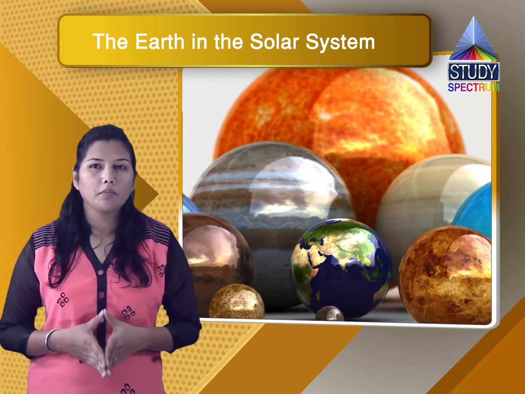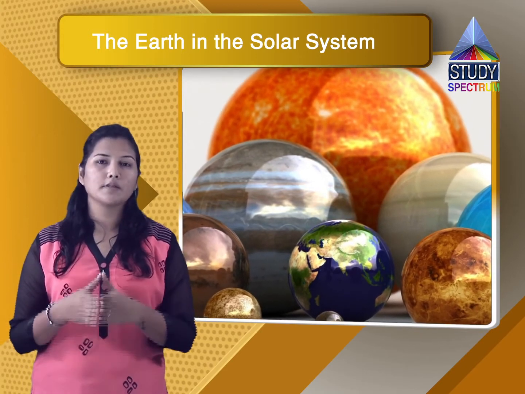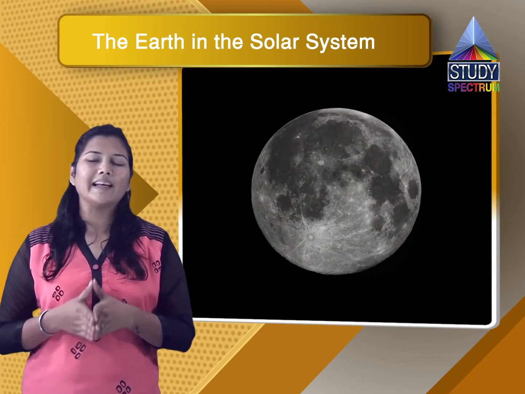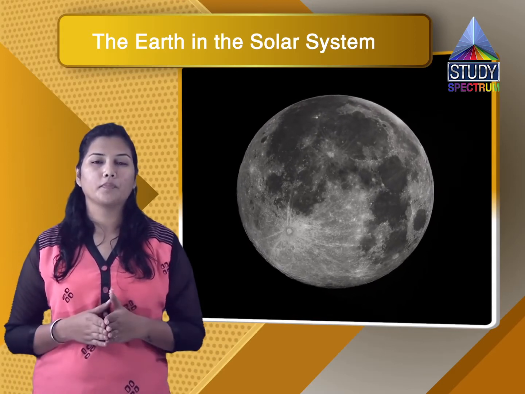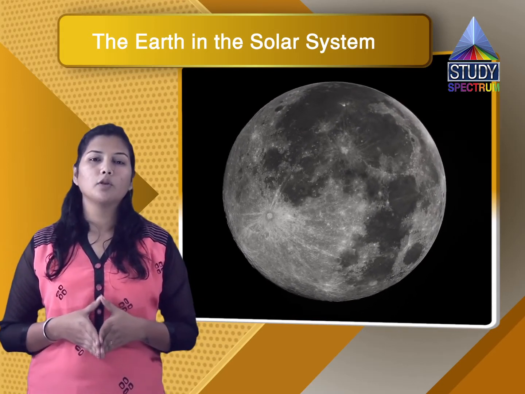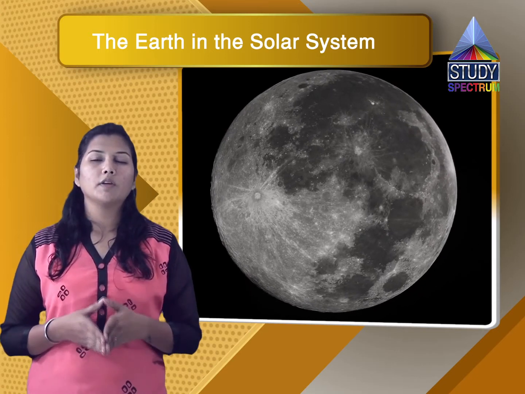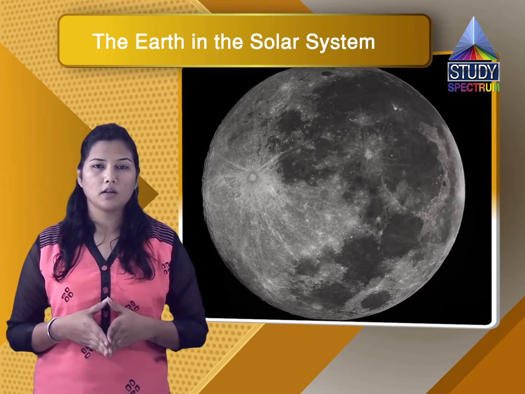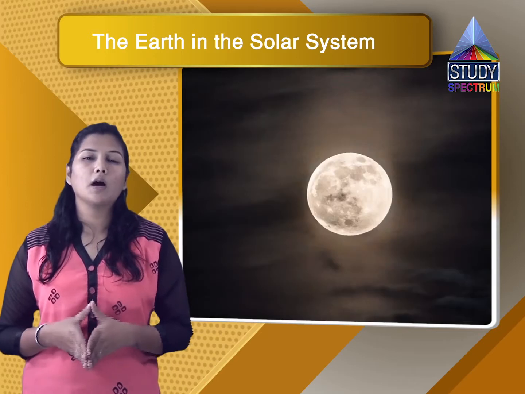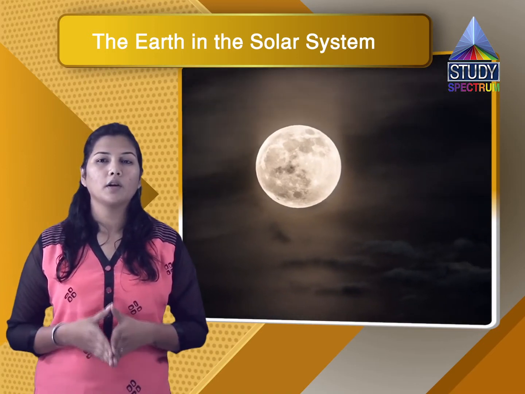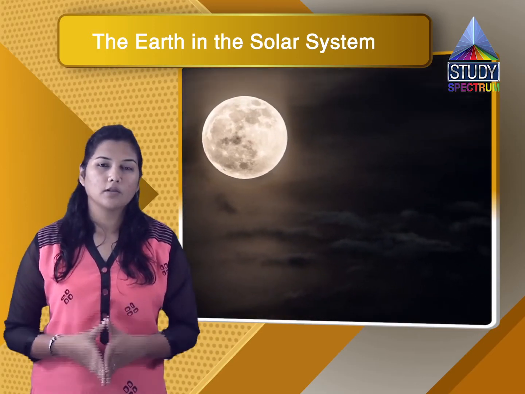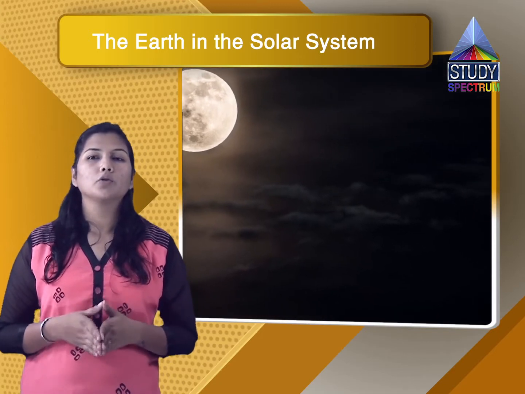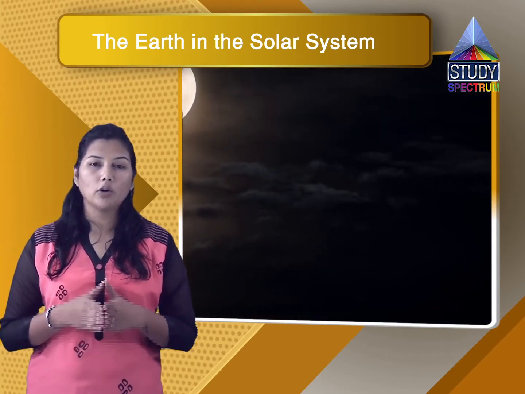This is how we complete our chapter, the Earth in the Solar System. Now let's quickly revise the whole chapter. We spoke about the full moon night or the Purnima, which comes only once in a month. Then we spoke about the Amavasya or the new moon night, wherein 15 days later from the full moon night, you do not see the moon at all in the sky.